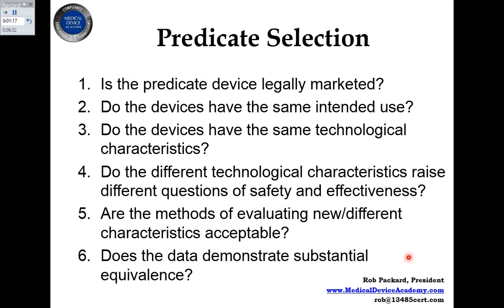The next question on their flowchart, they're looking for technological characteristics. If you have different technological characteristics, like one device is using electrical power and the other device is using pneumatic power, that's okay, but what are the issues of risk for safety and efficacy that different technology creates? And how are you going to evaluate whether that's acceptable in your design validation? And then finally, did you demonstrate that adequately with the data that you provided in the substantial equivalence section and the performance sections?